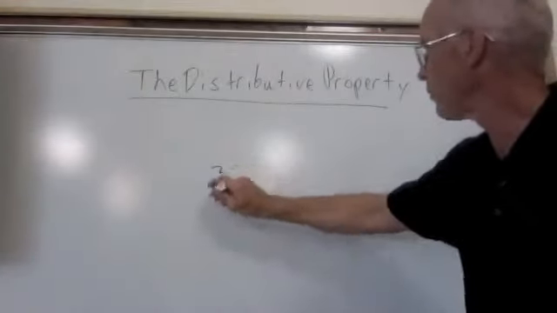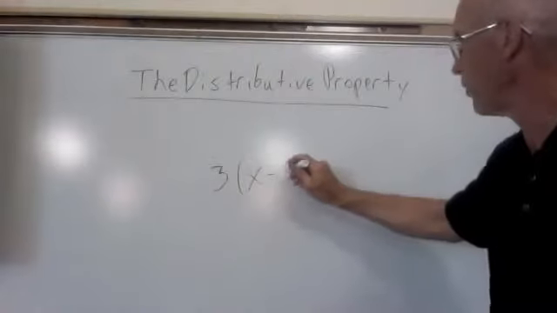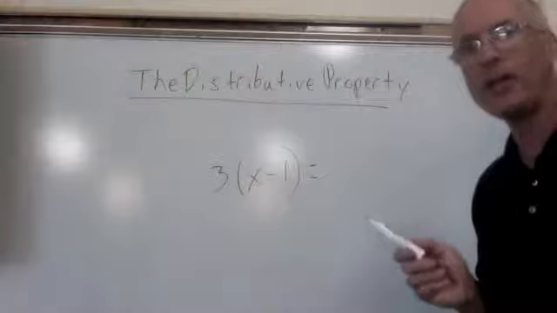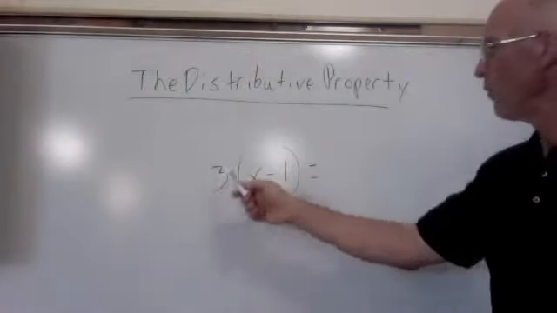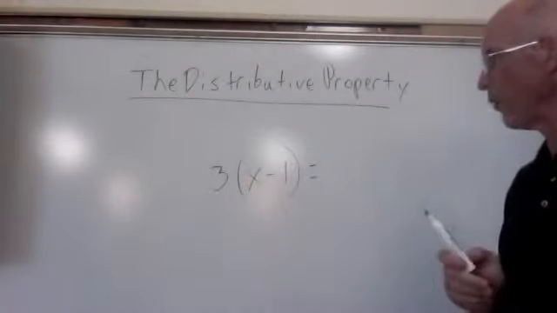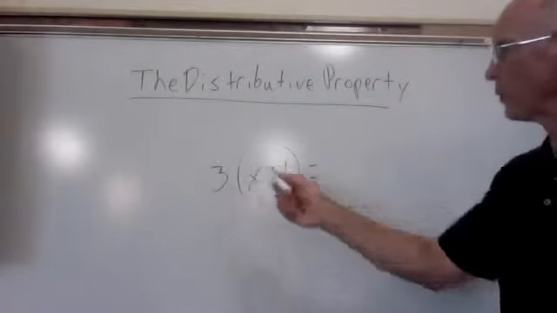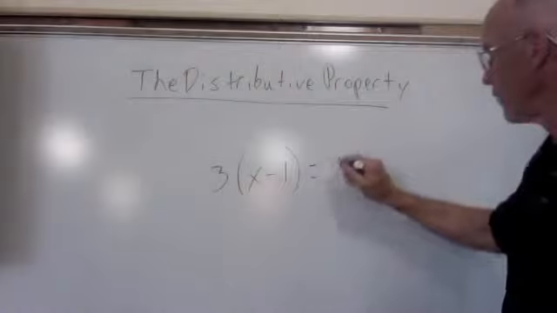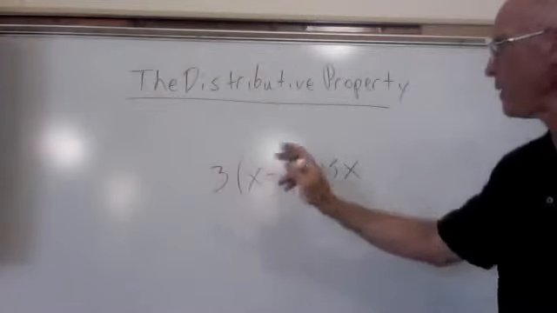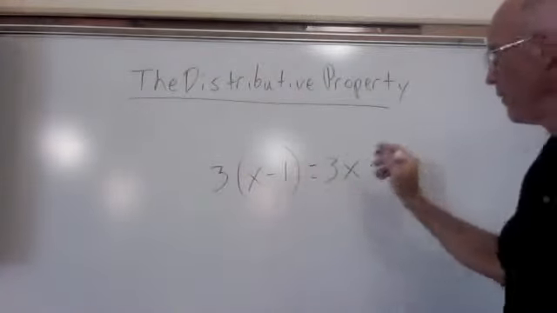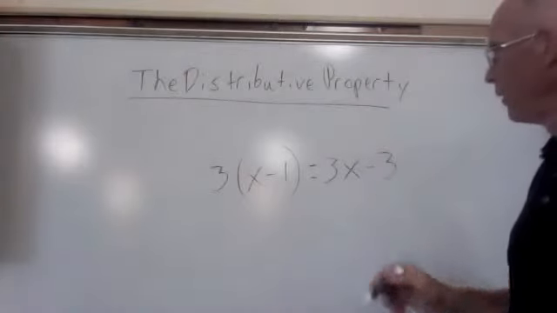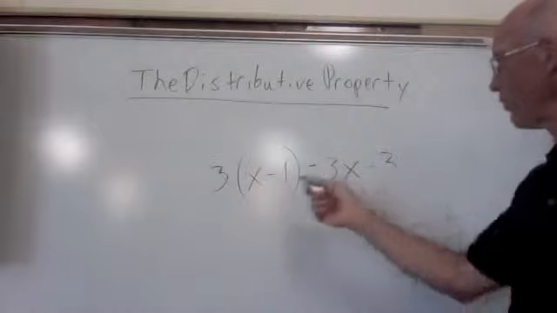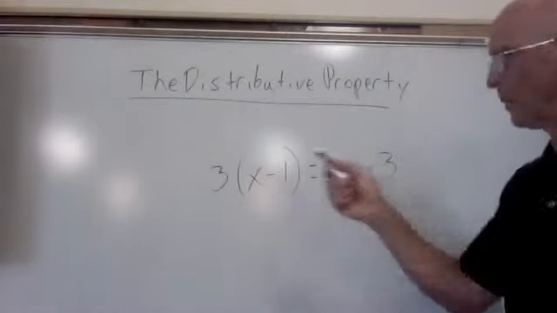So if I had 3 times x minus 1, think about distributing that 3 to the x and to the negative 1. And remember, it's being multiplied here. So 3 times x is 3x. 3 times negative 1 is negative 3. Okay? So being distributed to each person, this is the same as that, and that is the same as this.